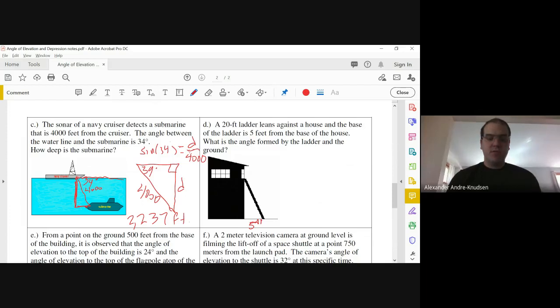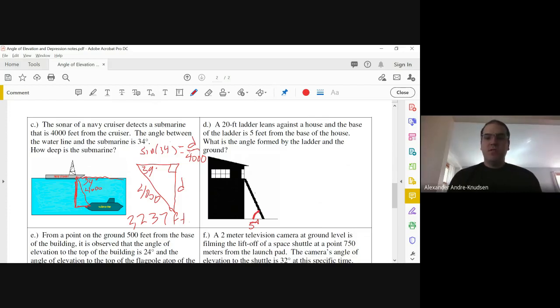5 feet. And that's inches. Erase that. And then what is the angle formed by the ladder and the ground right here? Well, here they're talking about an angle of elevation. The ground is our horizontal line. The line of sight is looking up the ladder. So we're looking for this angle.